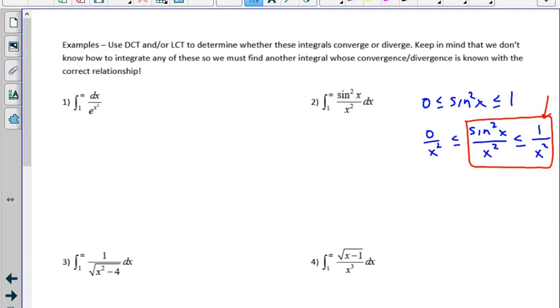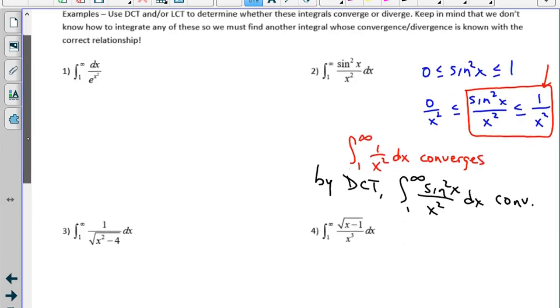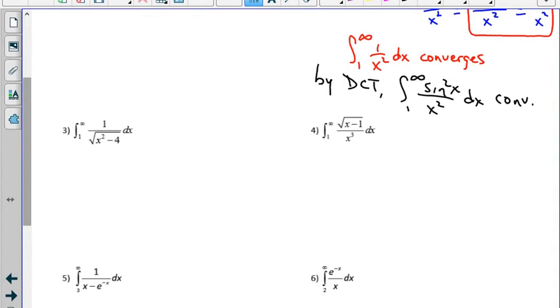Since I know that the integral from 1 to infinity of 1 over x squared dx converges, and sine squared of x over x squared is always smaller than that, by the direct comparison test, the integral from 1 to infinity of sine squared of x over x squared dx converges. So that is another thing that is true. So we've just used the direct comparison test a couple of times.